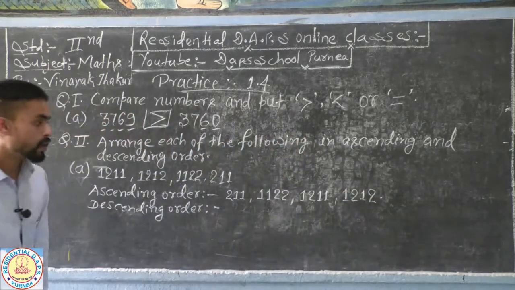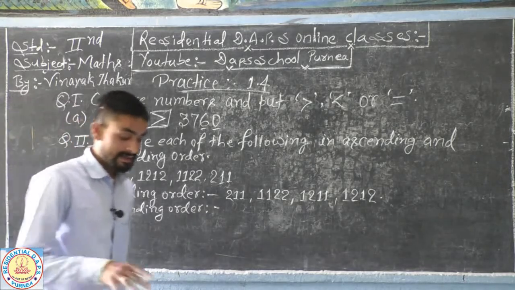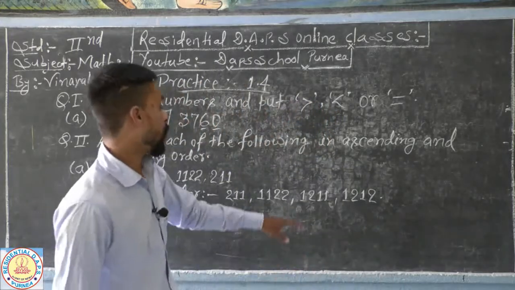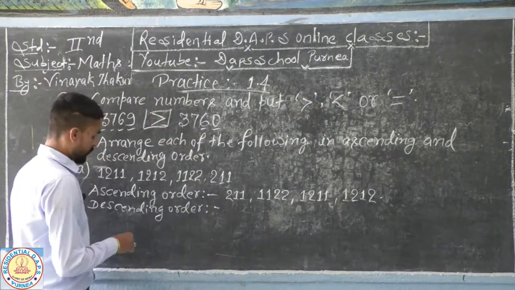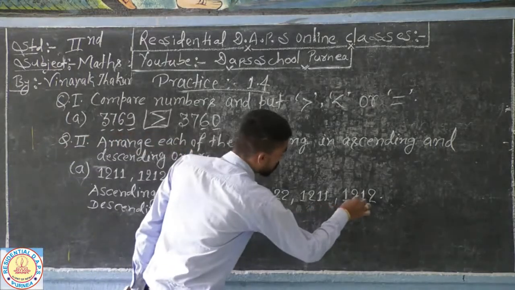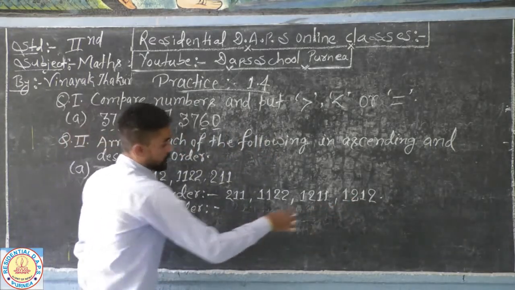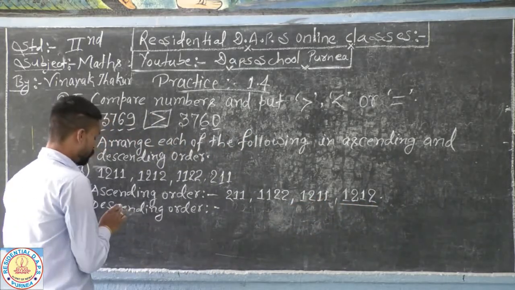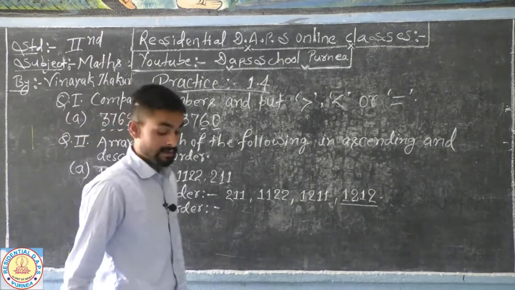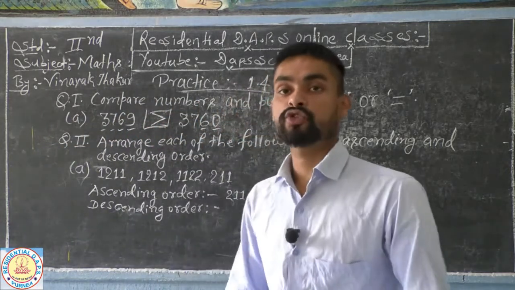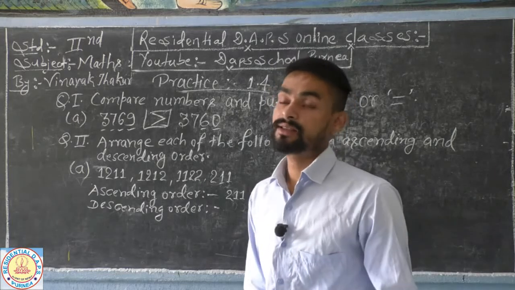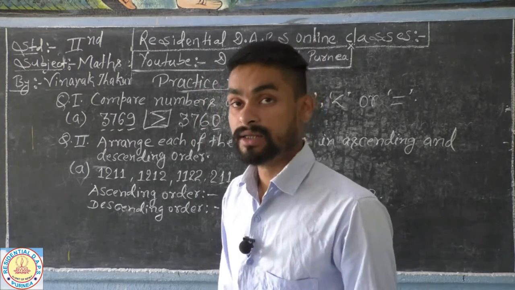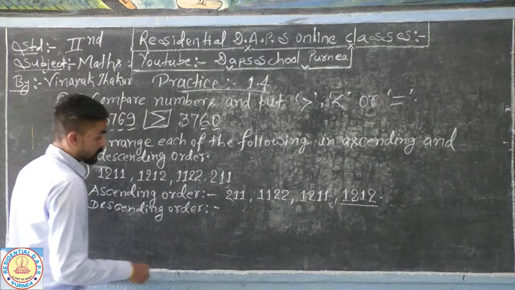This is your ascending order, and descending is the opposite of ascending. So you arrange all the numbers in the opposite way in descending order. Guys, I will tell you that descending order is also said to be decreasing order. It means largest to smallest. So you have to write first your largest number, which is the largest among all these.